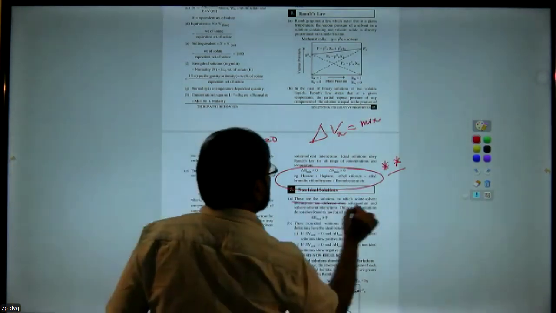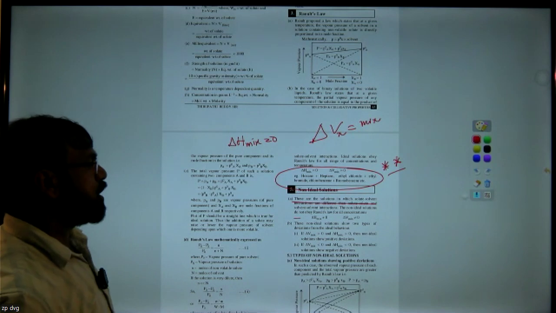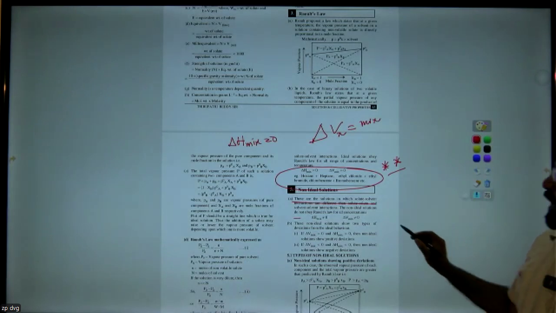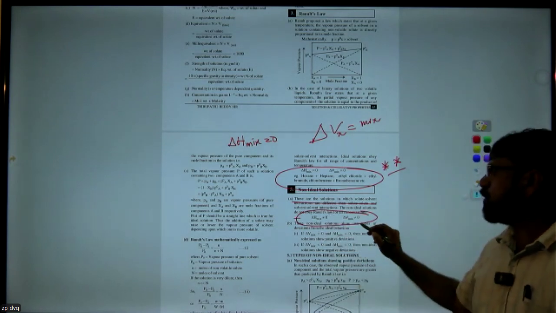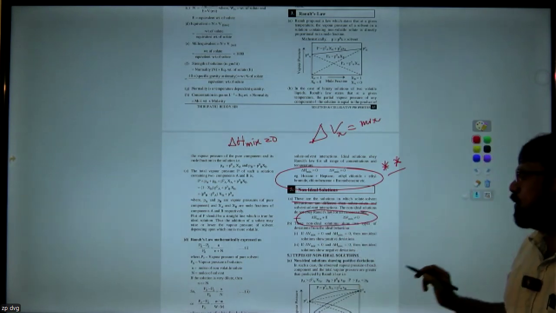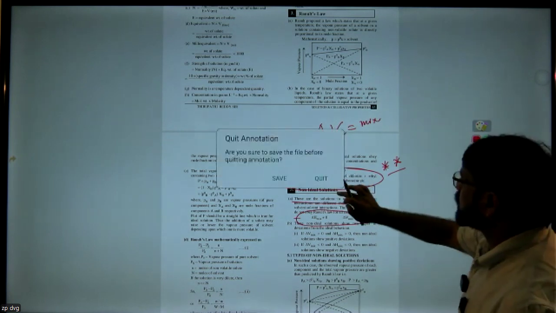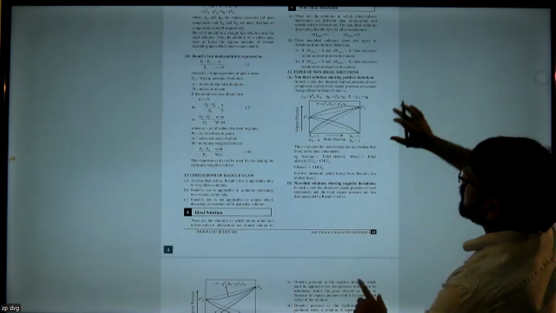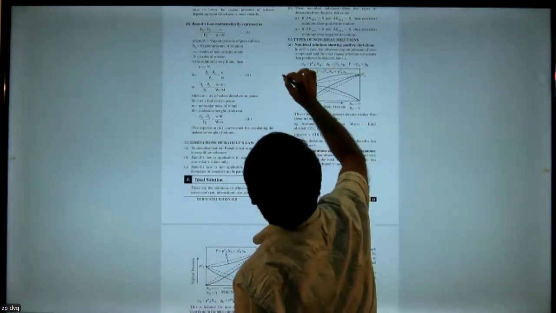What are non-ideal solutions? The solutions which do not obey Raoult's law are known as non-ideal solutions. In case of a non-ideal solution, delta H mix is not equal to 0 and delta V mix is also not equal to 0. These non-ideal solutions show two types of deviations: positive deviation and negative deviation. So first one, positive deviation.